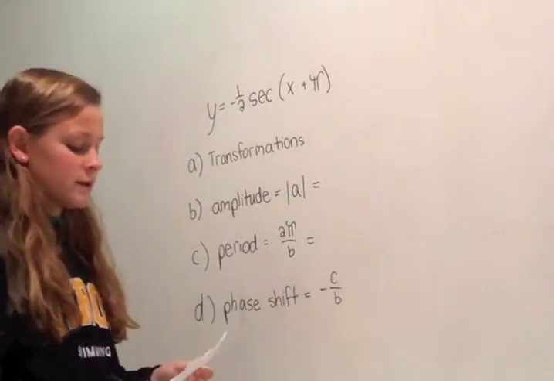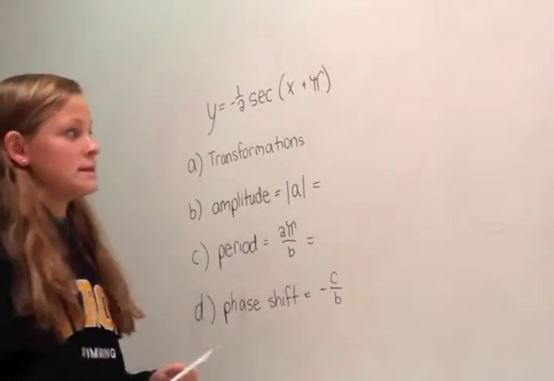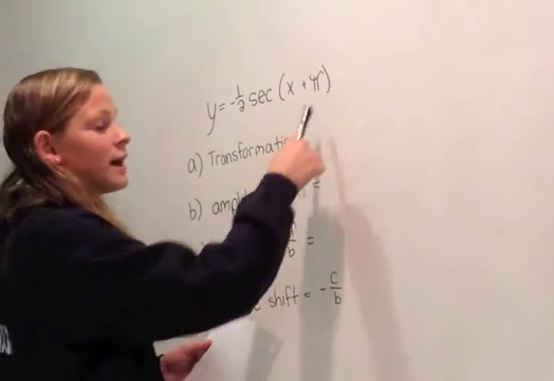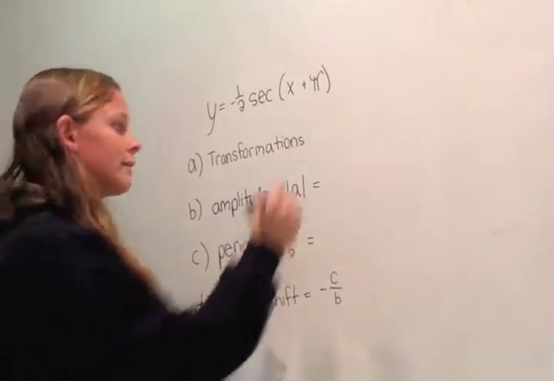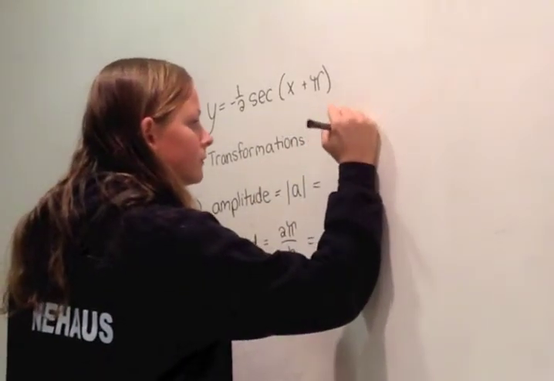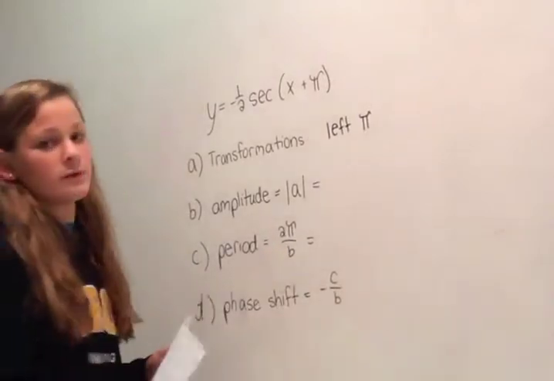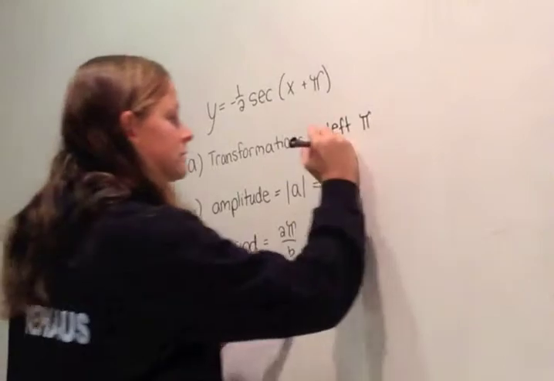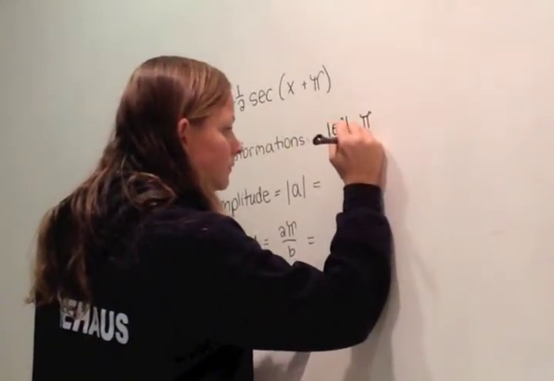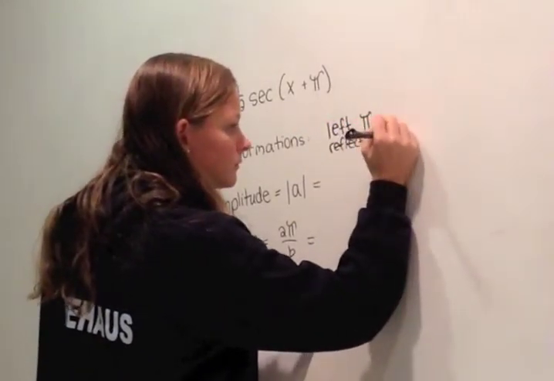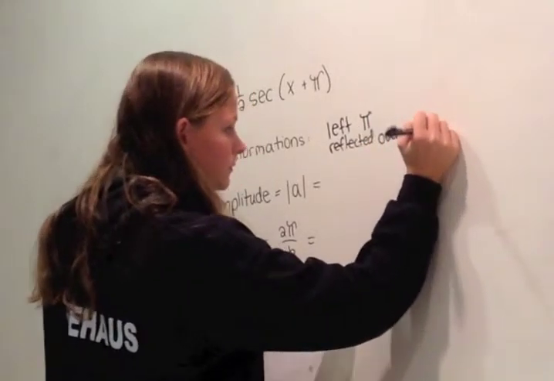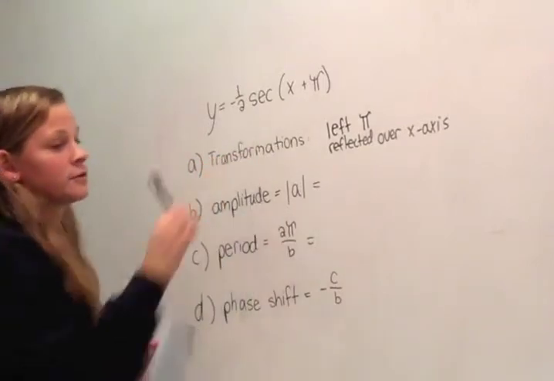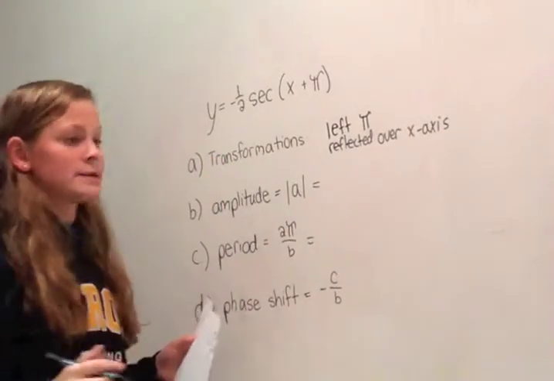In order to solve the equation y equals negative 1/2 secant x plus pi, we're going to start by finding the transformations. Because it's plus pi inside the grouping symbol, we know it moves left pi. Because the whole equation is multiplied by negative, we know it's reflected over the x-axis. Because 1/2 is outside of the grouping symbol, we know that it's vertically compressed by 1/2.